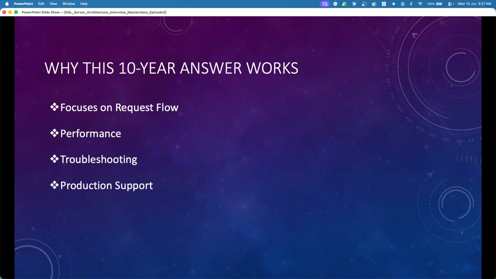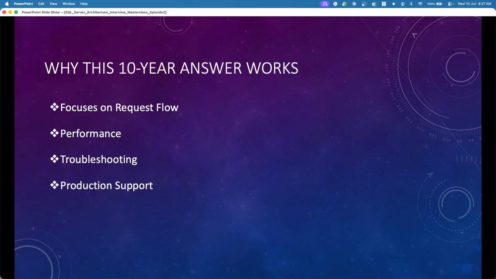If you remember one answer from today's session, remember this. The reason this answer works is because it sounds practical. It sounds like someone who solves problems, not someone who memorizes interview questions.